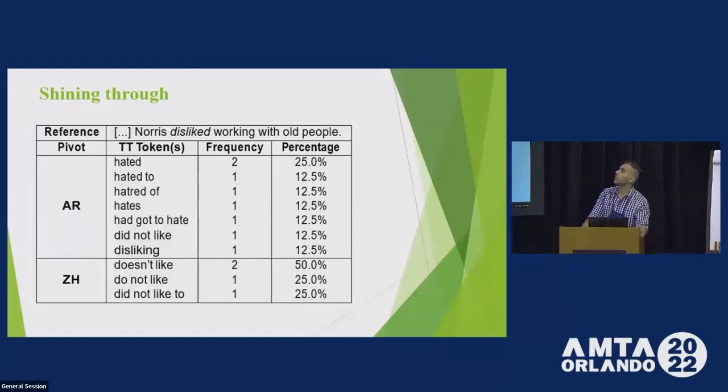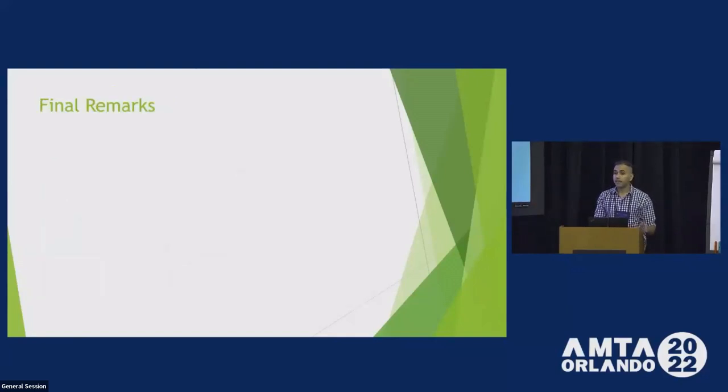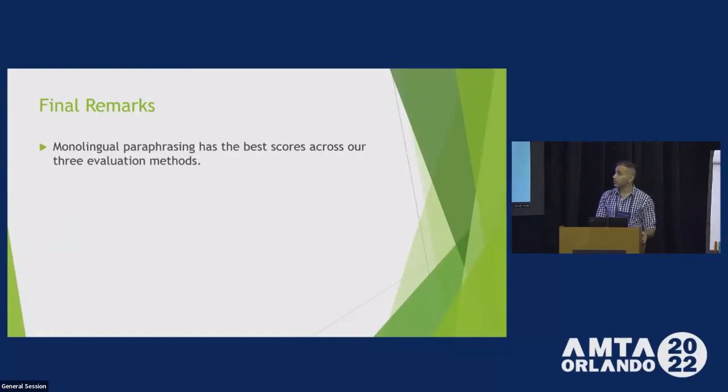So in this example, the word disliked in this segment was translated by the Arabic translators back into English into hate, different versions of hate. And then for Chinese, does not like. So there are some qualitative differences. And this is also shining through the back translation. To wrap up our main observations here, monolingual paraphrasing, as we said, has the best scores, since maybe it's more literal, there's more priming effect than the pivot language, which might introduce more free translation.